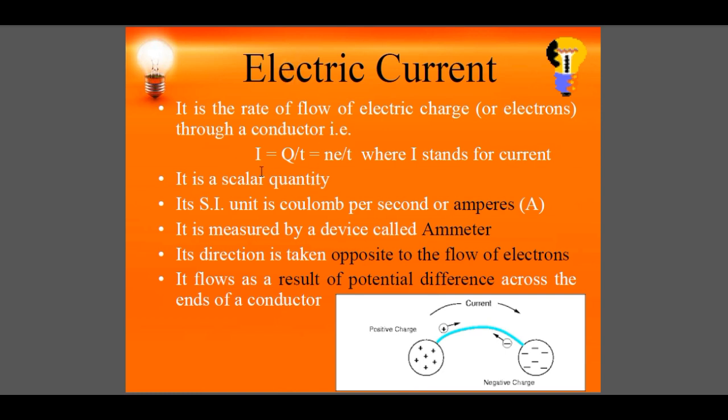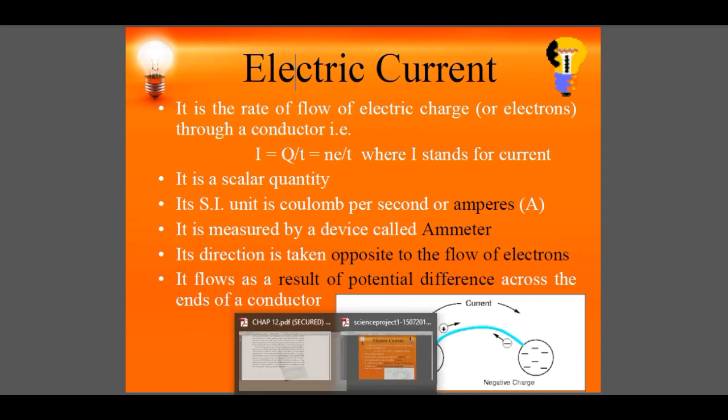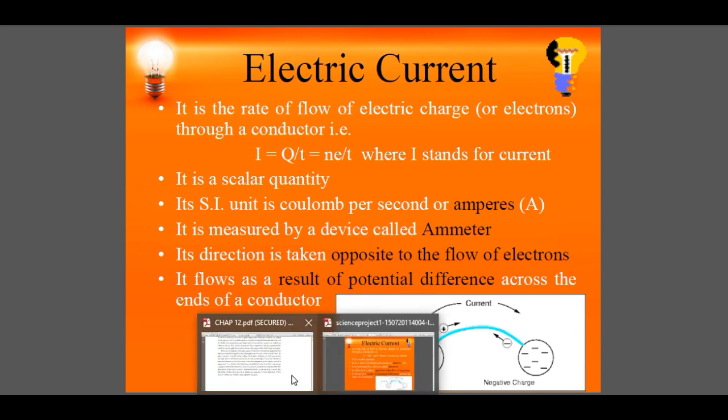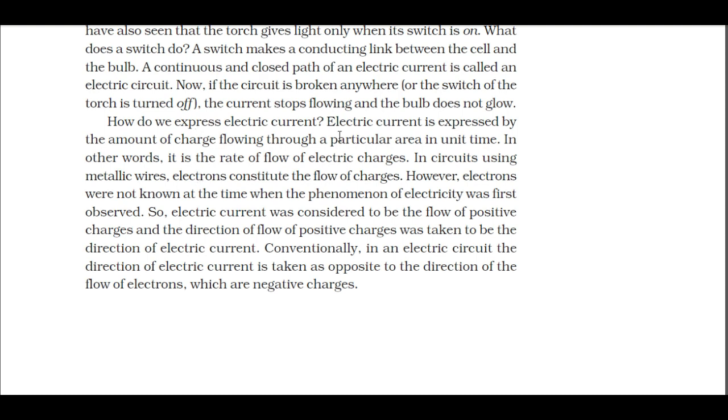This is the definition of electric current, as in our sacred book NCERT, where it is also given. It is written there that it is the rate of flow of electric charges. So a very simple definition of electric current, which is measured with respect to time. Rate means time, and flow of electric charges means electric current. So, a very simple definition.